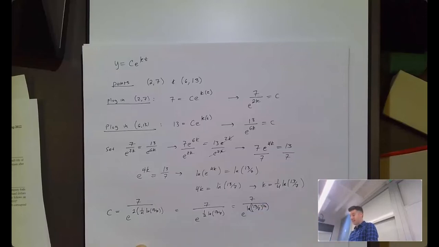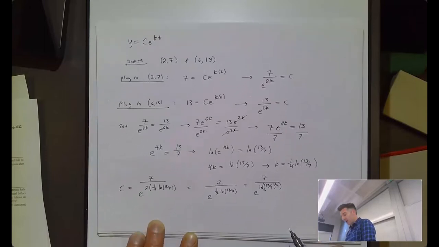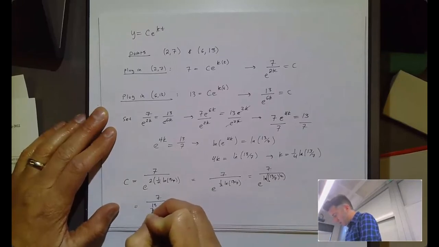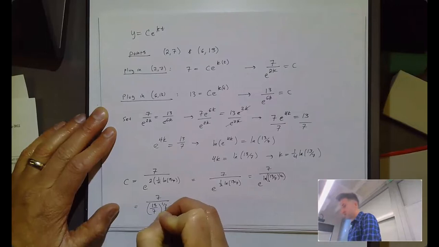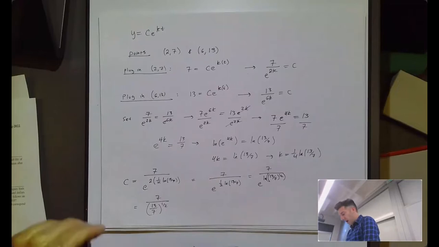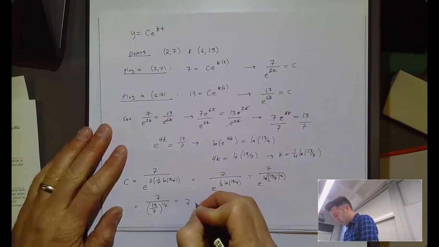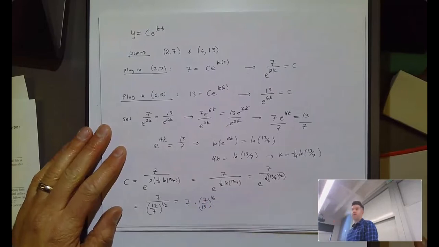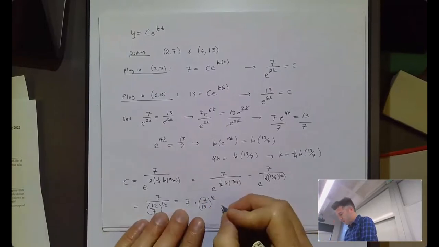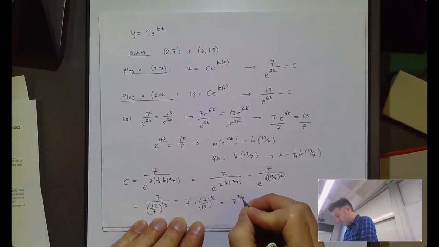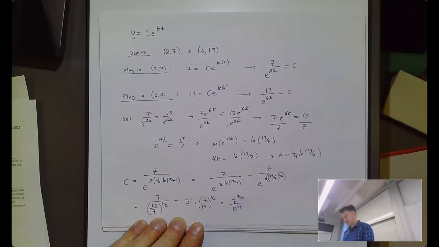But then e to the natural log of some stuff is just the stuff. So what we really have here is 7 over 13/7 to the 1/2 power, which is weird, but fine. I might rewrite this as 7 times 7 over 13 to the 1/2 power. Or if I really want to simplify it as much as possible, 7 to the first times 7 to the 1/2 is 7 to the 3/2 over 13 to the 1/2.